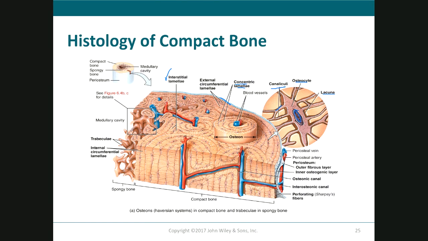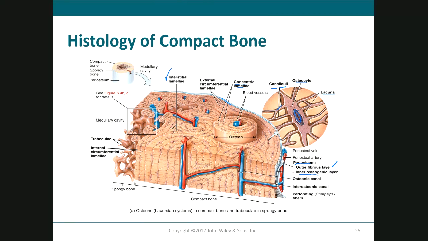On the outside of the bone tissue, you could see the connective tissue called the periosteum, which is composed of an outer fibrous layer which assists in how tendons connect to the bone tissue. And then it has an inner osteogenic layer, which contains the osteoblast cells, or the bone building cells.